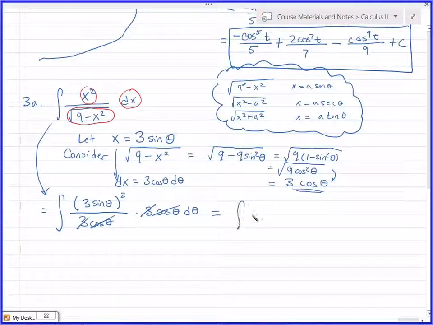So it becomes the integral of 9 sine squared theta d theta, just squaring both of them, 3 squared sine squared.